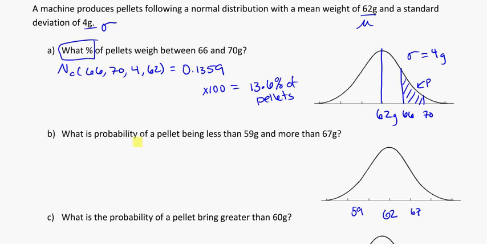So sometimes the problems ask for things that are a bit trickier. What is the probability of a pellet being less than 59 or more than 67? So watch out for that. We're not talking about between 59 and 67. Here we need to think about if 59 is roughly here and 67 is roughly here. I've got my mean at 62, my standard deviation is still 4. I want the pellet that is less than 59 or more than 67. So I need all that information, but it's in two different pieces, so I don't really have a lower and upper limit that works for both of them.